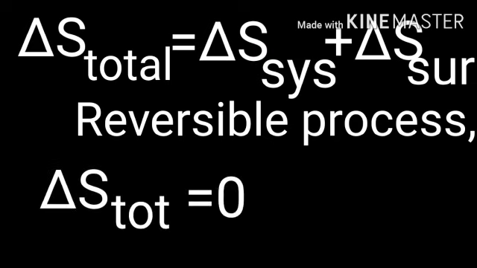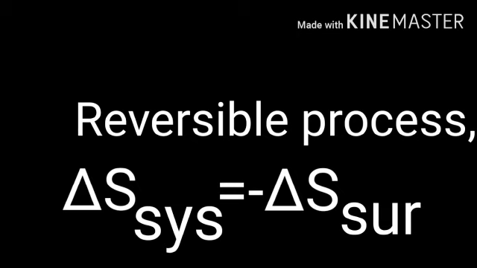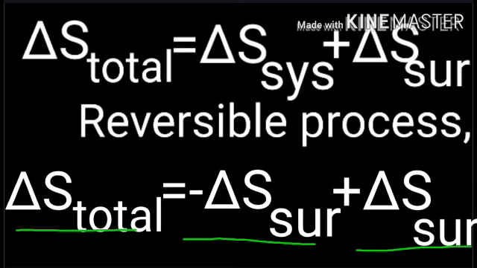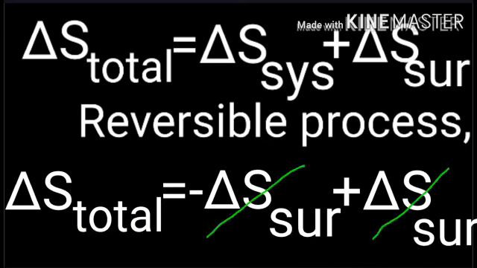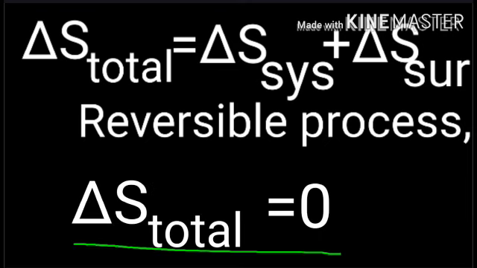Already we know del S total is equal to del S system plus del S surrounding. For a reversible process, del S total is equal to 0. Because for a reversible process, del S system is equal to minus del S surrounding. Now substitute del S system as minus del S surrounding in the del S total value. Therefore, del S total is equal to minus del S surrounding plus del S surrounding. Plus del S surrounding is cancelled by minus del S surrounding. Therefore, del S total is equal to 0 for a reversible process.